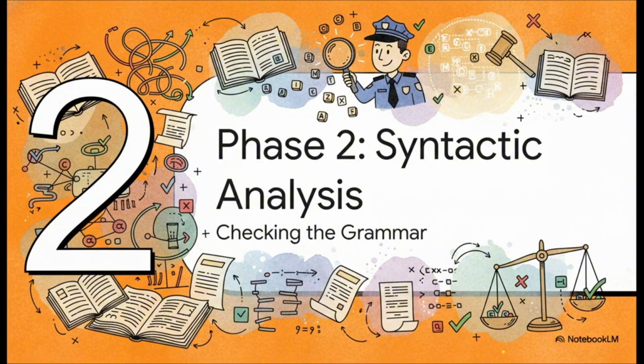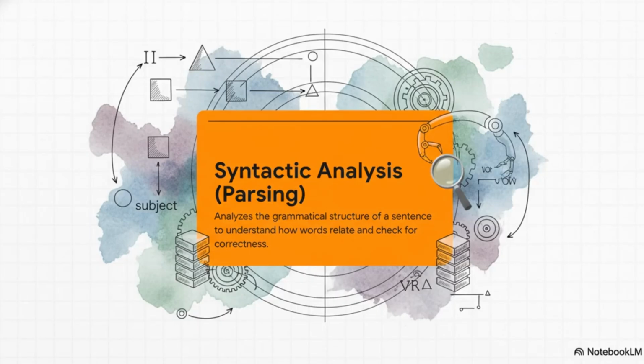Okay, so now we have our tokens. We have our list of ingredients. But a list of ingredients isn't a meal, right? You need a recipe. And that's exactly what brings us to phase 2, syntactic analysis. Now that we have the words, we've got to check if they're put together in the right order. This is basically the grammar police of NLP. Syntactic analysis, which is also called parsing, is where the machine looks at that sequence of tokens to see if it follows the rules of grammar.